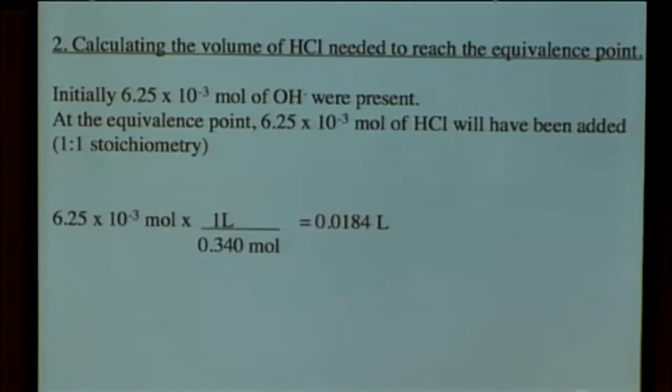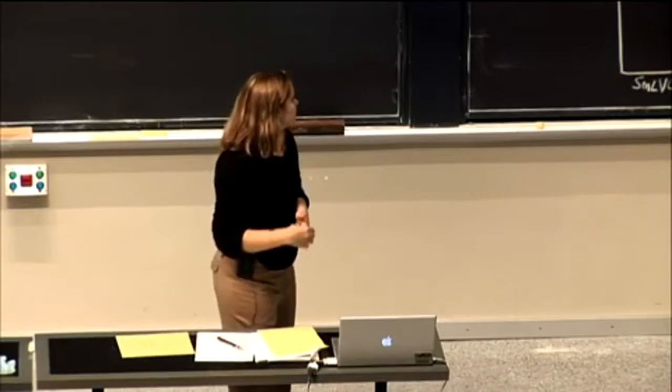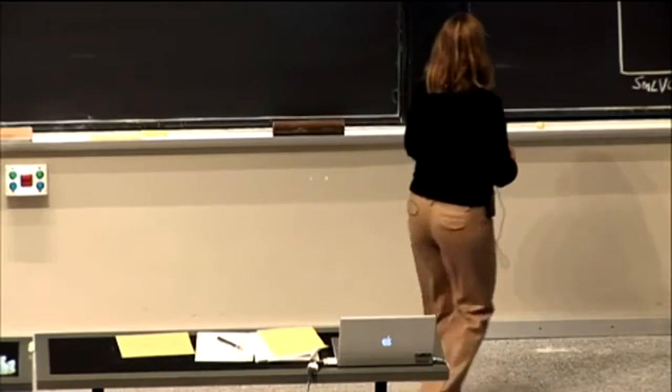So we know the concentration of the acid we have and the number of moles we need. And so we can calculate the volume, which is 18.4 milliliters, or 0.0184 liters. So what would the pH then be of the equivalence point? We're titrating a strong acid with a strong base. What should the pH be?